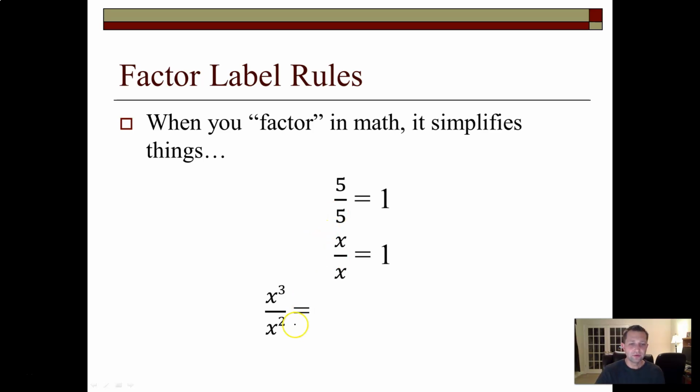And then x cubed over x squared. If you have x cubed over x squared, the x squared cancels out. That 2 goes to a 0, and the 3 goes down to a 1. Anything to the 0th power is 1. So you end up with x to the first over 1, which is simply x to the first, or just x. So we're going to use this concept of simplifying to work through our factor label problems.